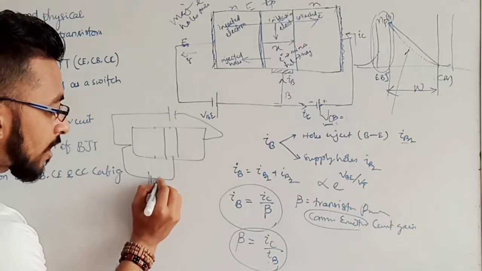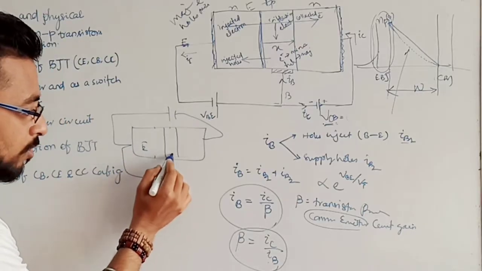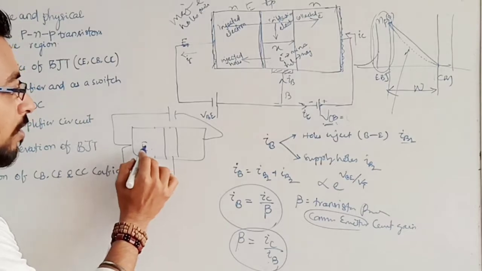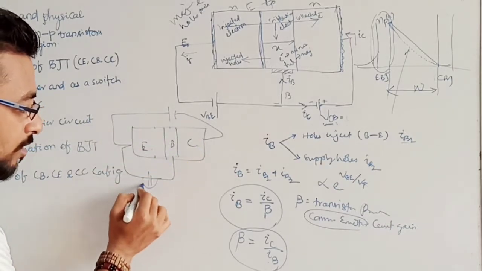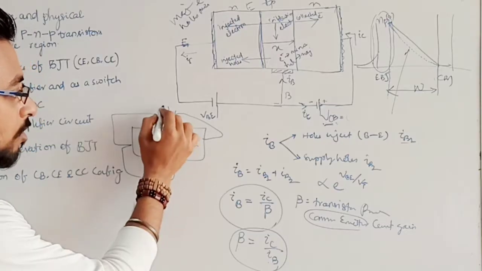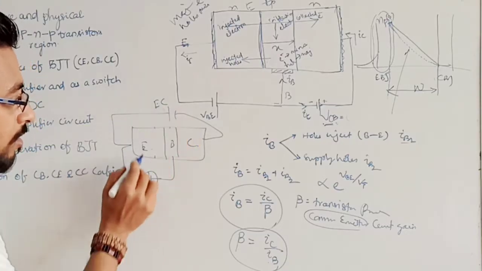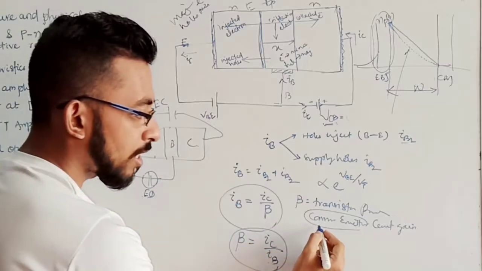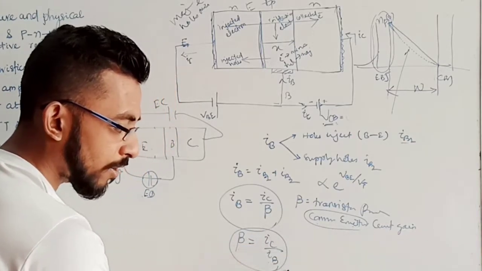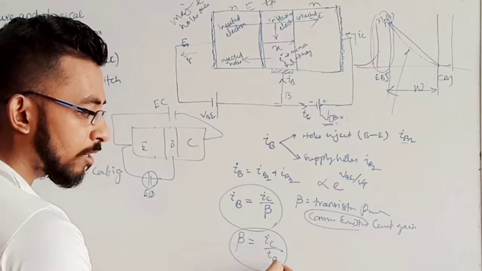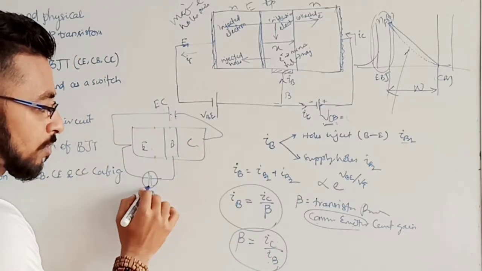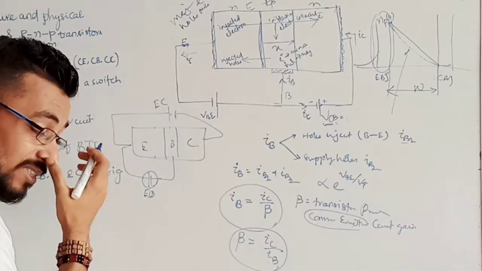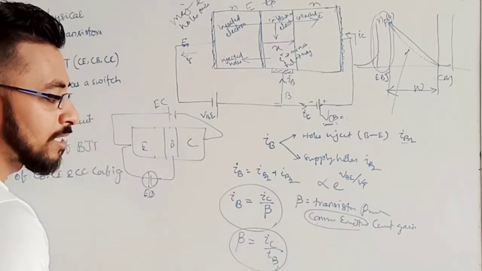I am just giving one example. This emitter is common to base with this voltage. This emitter is also common to the collector. You see, this is the common connection between emitter and base, and this is the common connection between emitter and collector. So my emitter is common. That's why the name common emitter current gain. It is the current gain, output current upon input current. This is the input, and this is the output. That's why beta is nothing but IC upon IB.